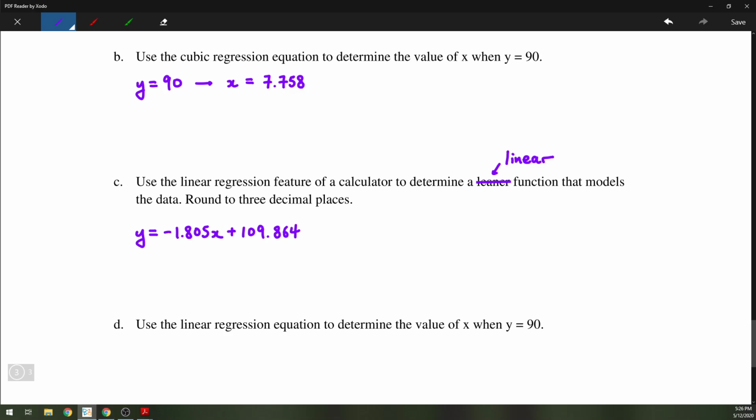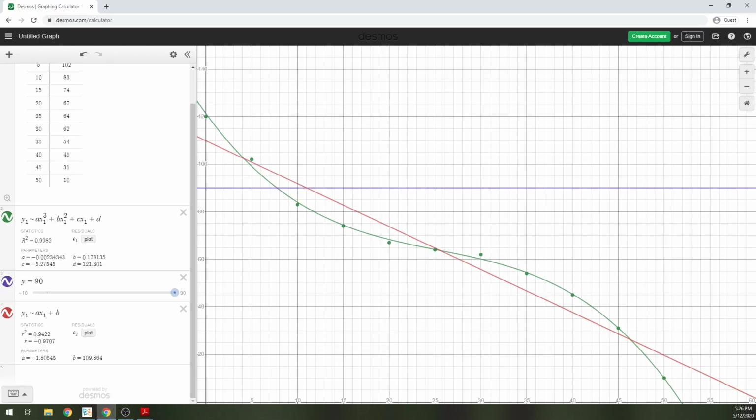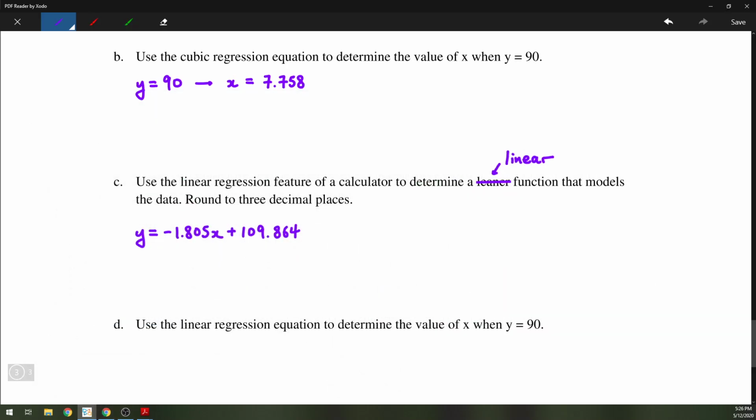Okay, and finally, use the linear regression to determine the value of x when y equals 90. So it's the same horizontal line, so we did that part already. So we're looking for this intersect right here, and it turns out x will be 11.002. So same thing, y equals 90, then x is equal to 11.002. It's pretty far off from what we got before.